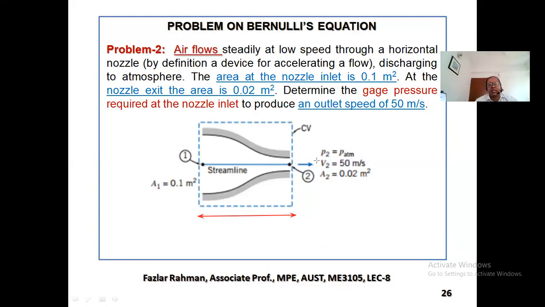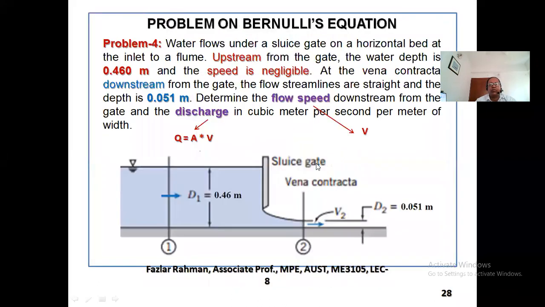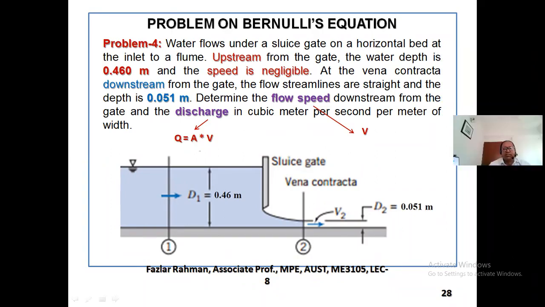Okay. So that's why, as we already mentioned, the Bernoulli equation, though for simplification it doesn't count the frictional loss, is still a powerful tool or equation. So similarly, we will apply Bernoulli's equation in problem 4, and you will see we will not count the frictional losses. So it's saying: water flowing under a sluice gate on a horizontal bed, at inlet to a flow, meaning like a creek or canal. Okay.